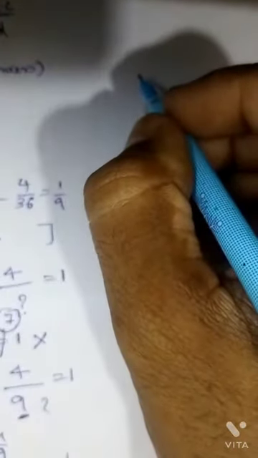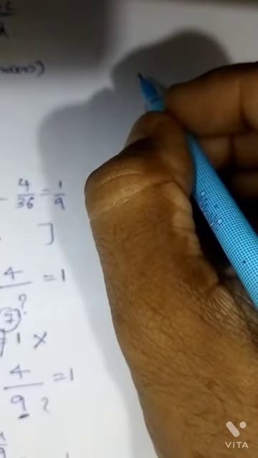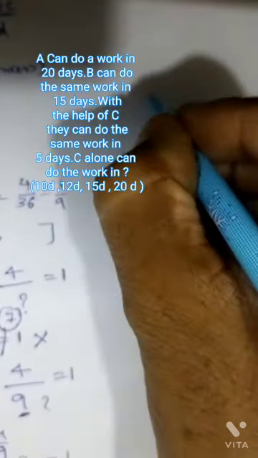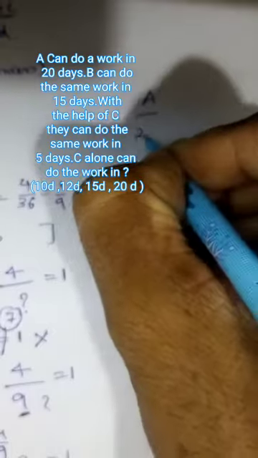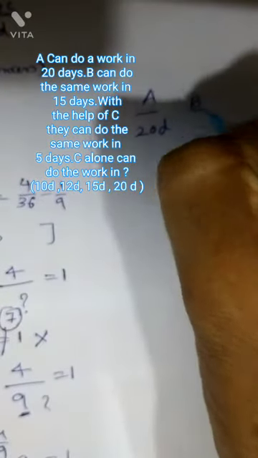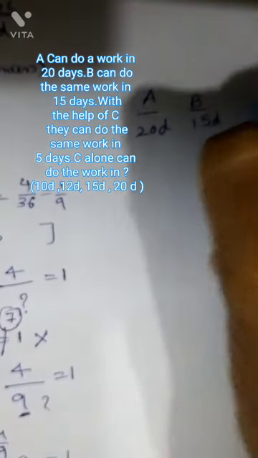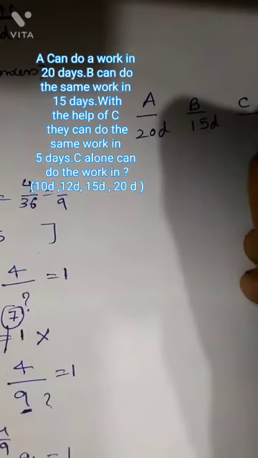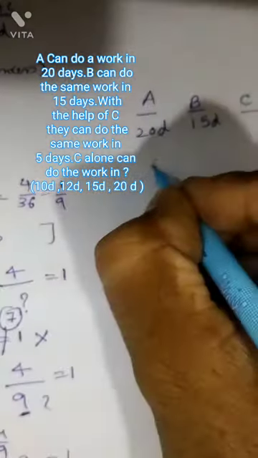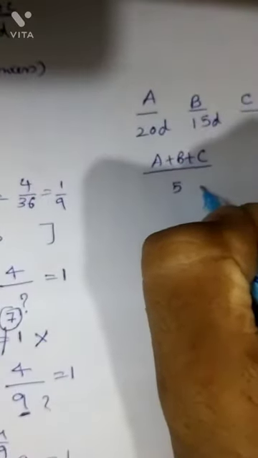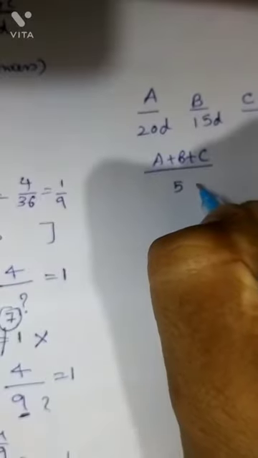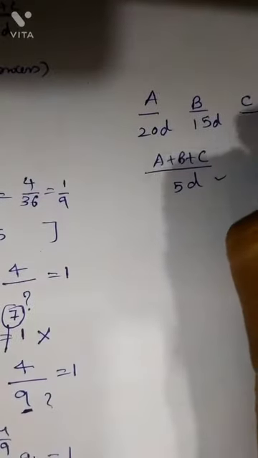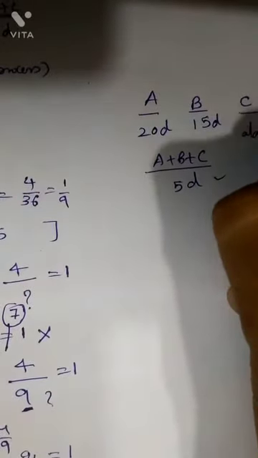The question says, A can do a work in 20 days, B can do the same work in 15 days. C will do the same work alone in how many days? A plus B plus C can do the work in 5 days. So the question is, C alone will do it in how many days?